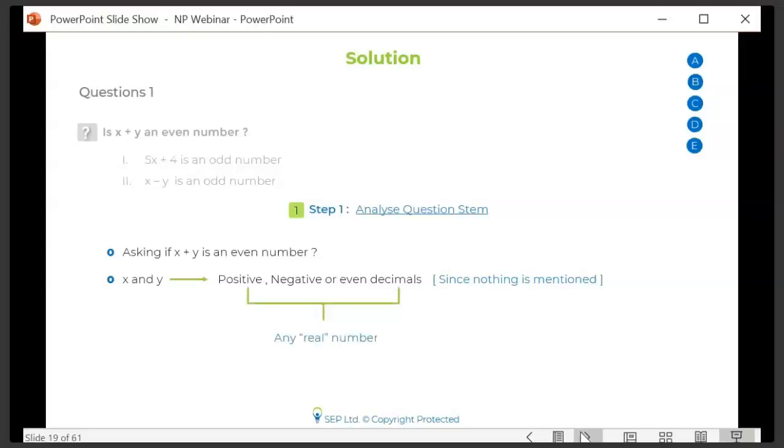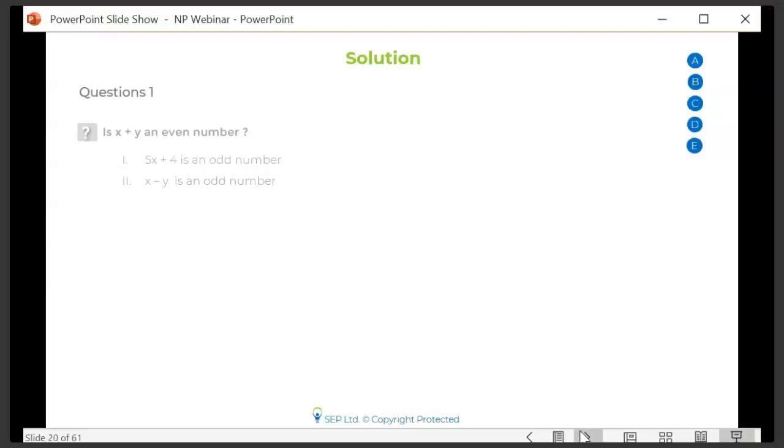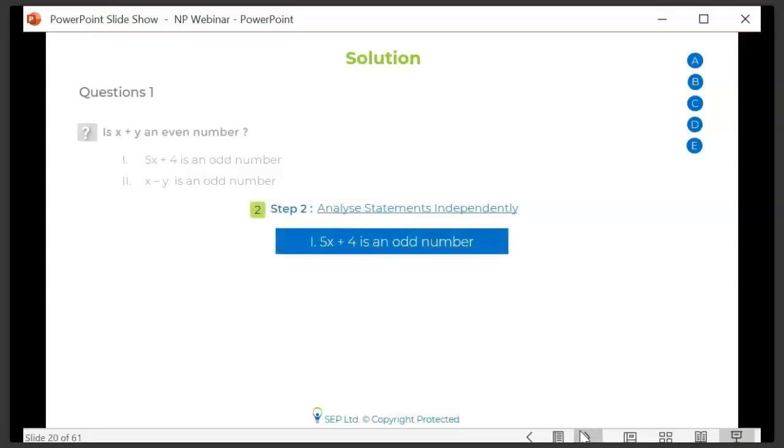And this is the kind of mistake that I'm talking about. When you read the question, almost all of you, not even almost, in fact, every one of you ended up thinking that X and Y are integers. However, it's quite possible that X and Y could be fractions also. Okay. Now, keeping this inference in mind, that they can be fractions as well as integers, you go and analyze each statement. The first statement is 5x plus 4 is an odd number.